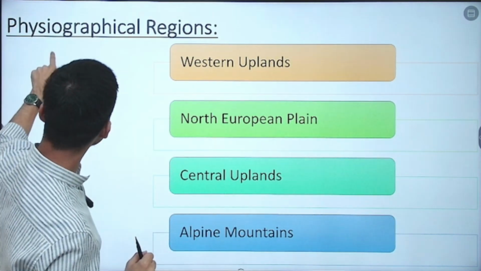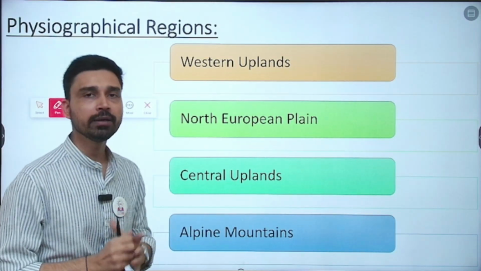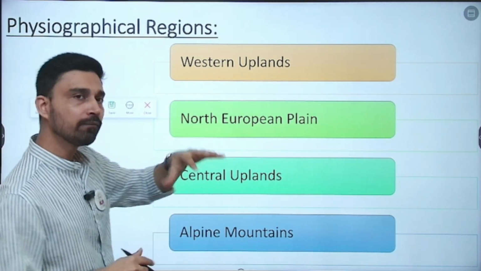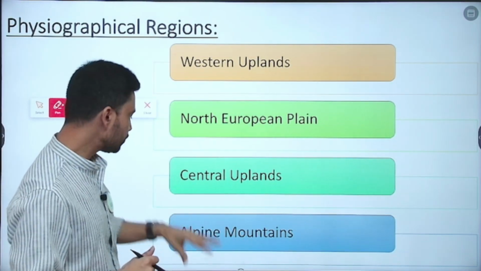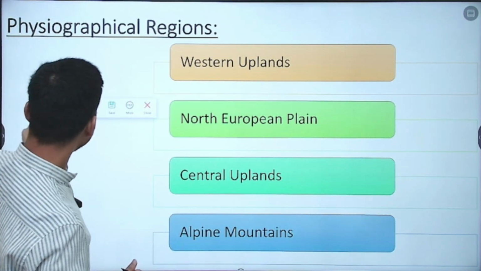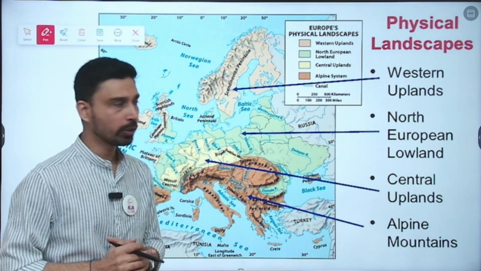Now, if you look at the major physiographical regions of Europe, we can overall divide the entire continent into four regions. First, we have the Western Upland, the North European Plain, then we have the Central Upland, and then we have the Alpine Mountain. Let us try to look at them on the map, where these landscapes are located.